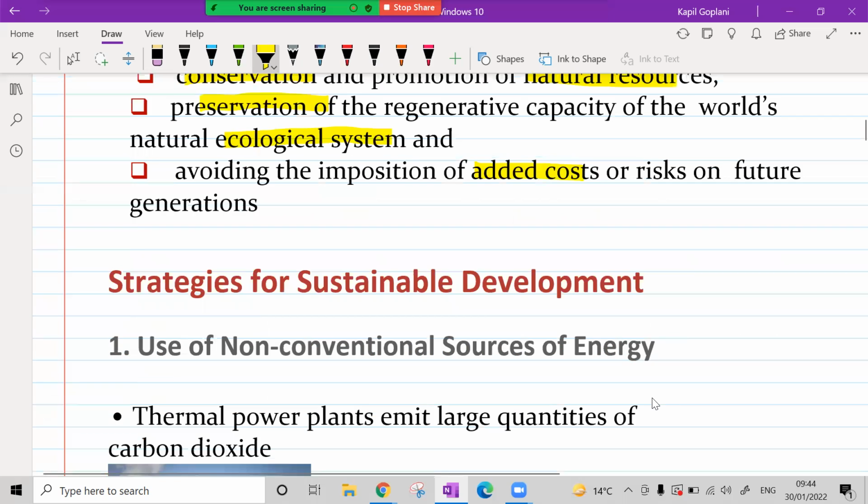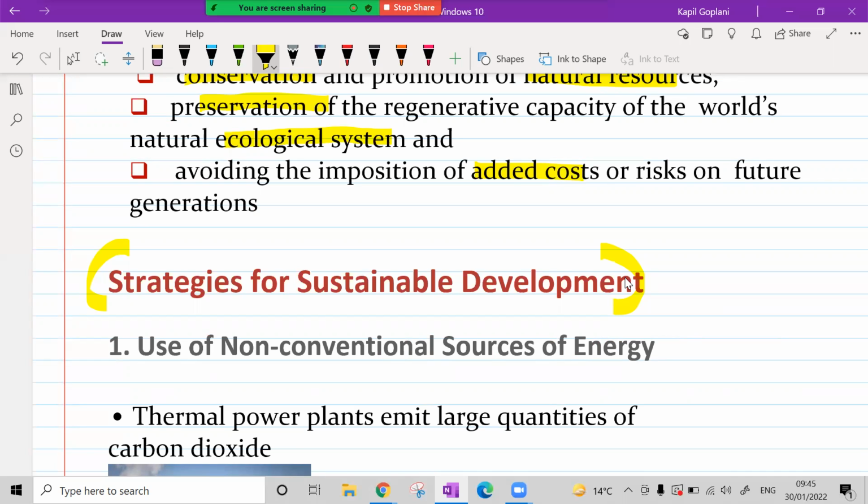Now, this is the last topic of this session today. What are the strategies which you should use for sustainable development? Before going to this topic, any strategy which you are using in daily life for sustainable development, beta? Any strategy which you are using in your daily life for sustainable development?